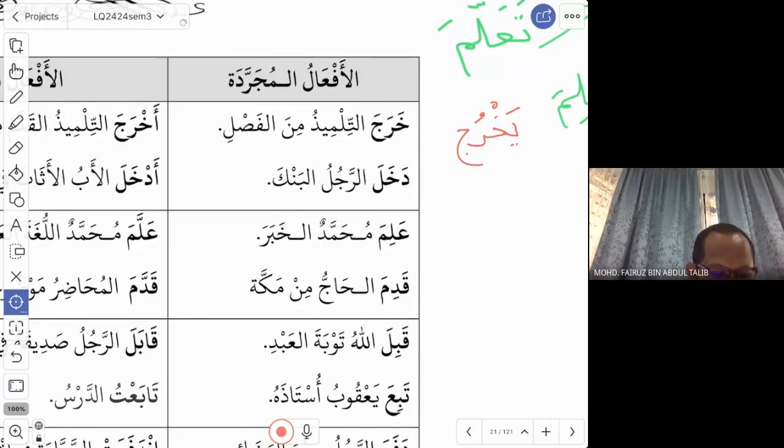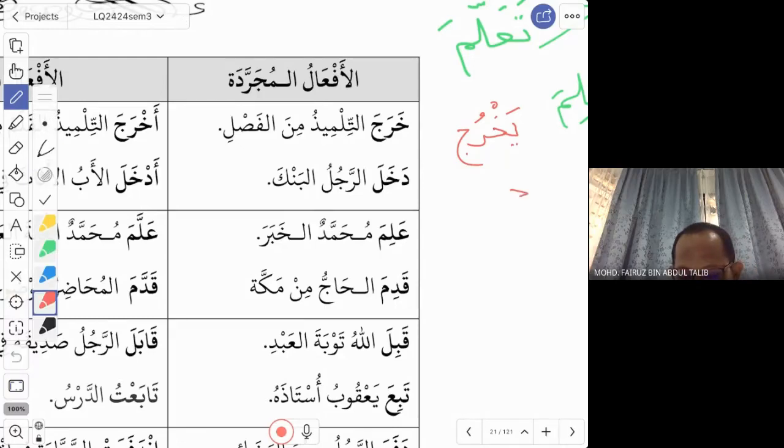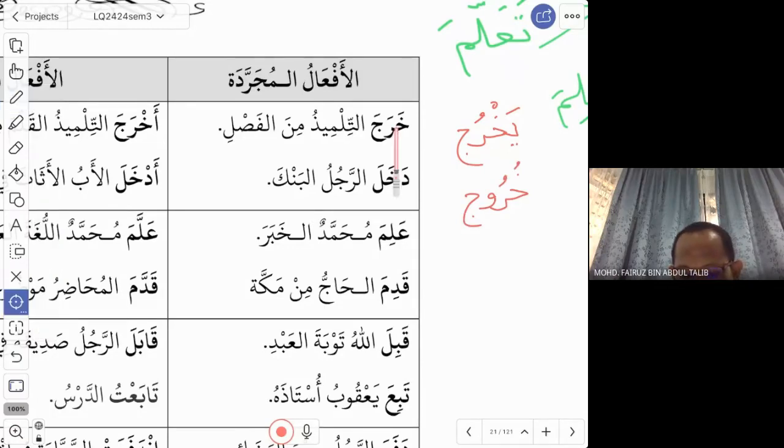For another example, when I transform it to another word, for example khuruj, which is another word taken from the fi'l kharaja, you still have kha, ra, and also jim. So these three letters are not removed. They are the original letters of the fi'l. This is what we mean by fi'l mujarrad. Fi'l mujarrad is the fi'l that consists of original letters. There are no additional letters.